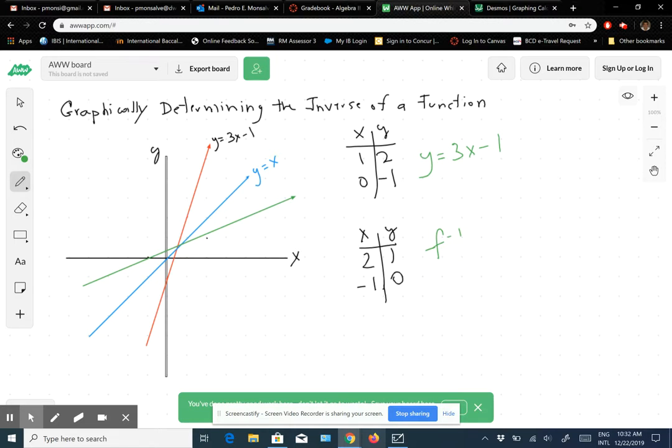So basically, to determine the inverse of a function graphically, all we need to do is just switch the points, at least 2 or 3 of our function, plot them in, and we will have our inverse function.